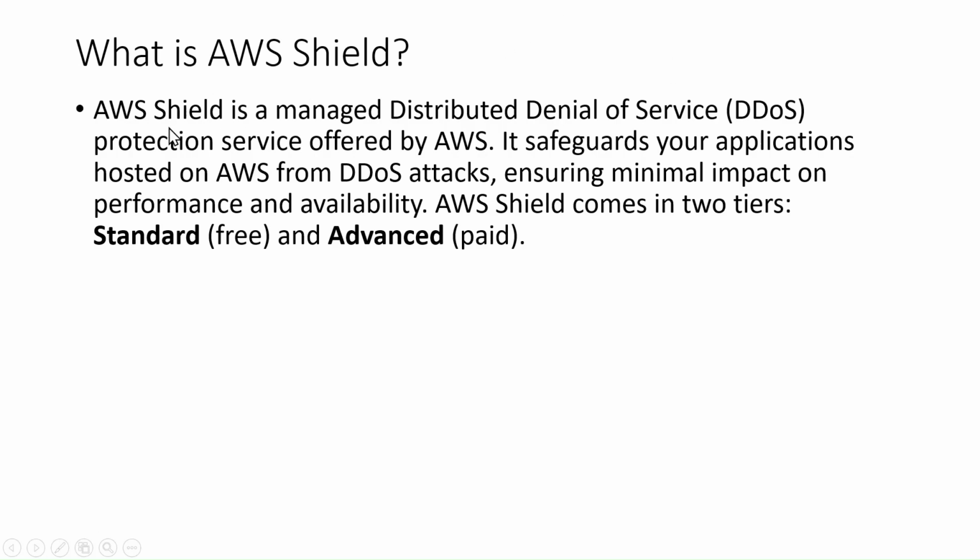So we'll understand that AWS Shield is a managed Distributed Denial of Service protection. Especially, Shield is designed for DDoS, a service offered by AWS. It safeguards your application hosted on AWS from DDoS attacks, ensuring minimal impact on performance and availability. AWS Shield comes in two tiers. One is Standard, which is free, and if you go with Advanced, it's a paid one.